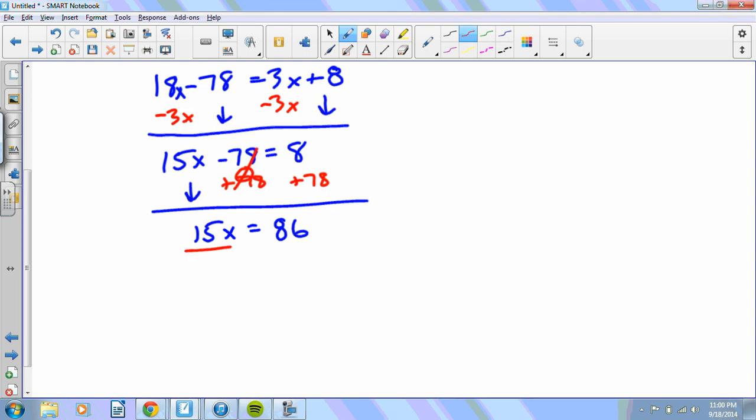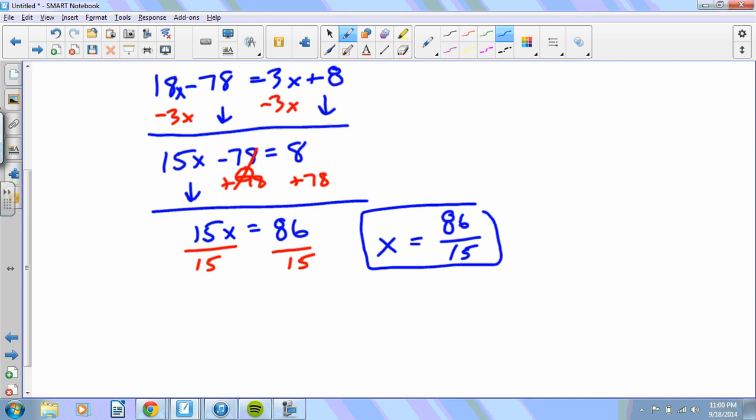Cool. Go ahead, divide by 15 because that's the inverse operation of multiplication. All right. As I look at that 86 over 15, they don't have any common factors. So that's going to just be my final answer, 86 over 15. And that's going to be your problem done right there.